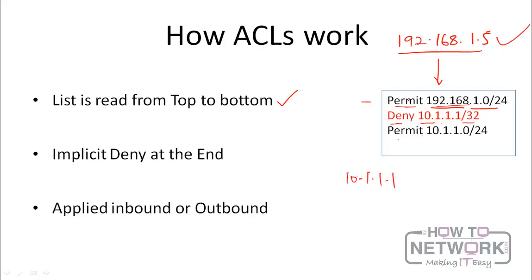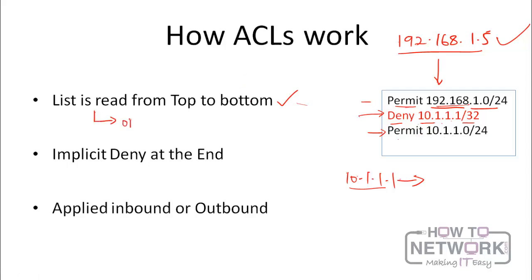If you have another IP address, for instance 10.1.1.1, it's going to go through the list again from top to bottom. It's going to say permit 192.168.1.0, but this is not in that subnet. So it's going to come to the next statement that says deny 10.1.1.1. Since 10.1.1.1 matches it, it's just going to deny it. It's not going to get to the last statement that permits the whole subnet. So even though 10.1.1.1 is inside the subnet 10.1.1.0/24, it's already denied on the second statement. It's never going to get to the third statement.